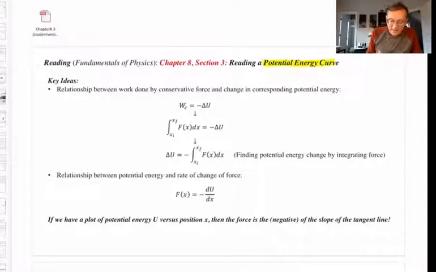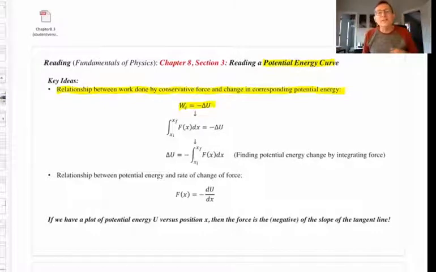And the key idea is the relationship between the work done by a conservative force and the change in the corresponding potential energy. That's this simple enough little formula right there. That's in fact the definition of potential energy. The work done by a conservative force, whatever conservative force it might be, is equal to the negative of the change in the corresponding potential energy.